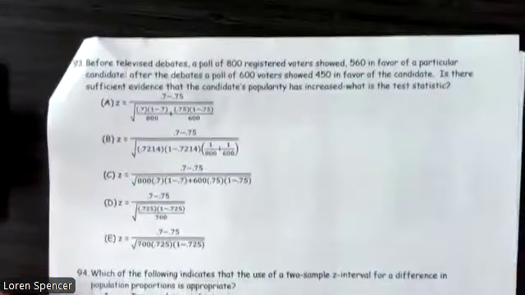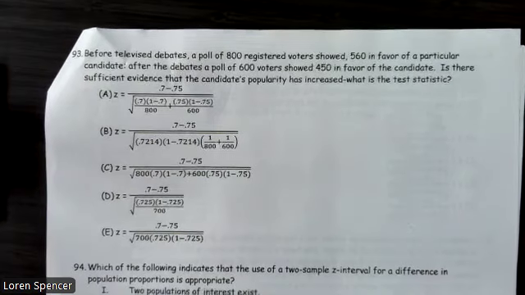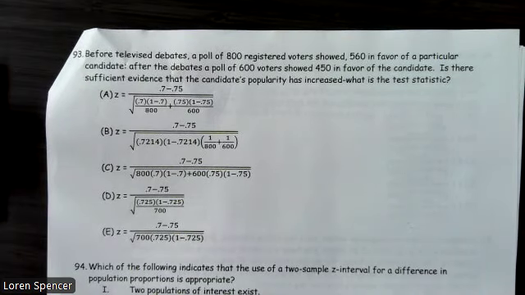All right, 93. Before televised debates, a poll of 800 registered voters showed 560 in favor of a particular candidate. After debates, a poll of 600 voters showed 450 in favor of the candidate. Is there sufficient evidence that the candidate's popularity has increased? What is the test statistic?